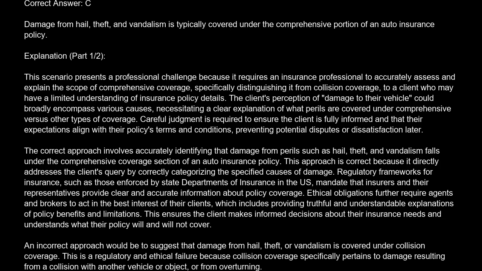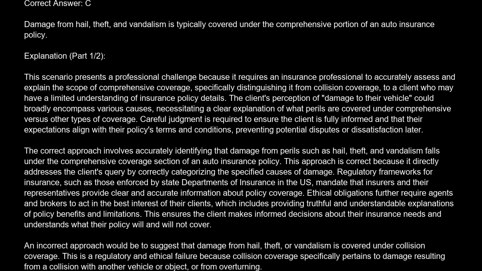The correct answer is C. Damage from hail, theft, and vandalism is typically covered under the comprehensive portion of an auto insurance policy. Explanation. This scenario presents a professional challenge because it requires an insurance professional to accurately assess and explain the scope of comprehensive coverage, specifically distinguishing it from collision coverage, to a client who may have a limited understanding of insurance policy details.